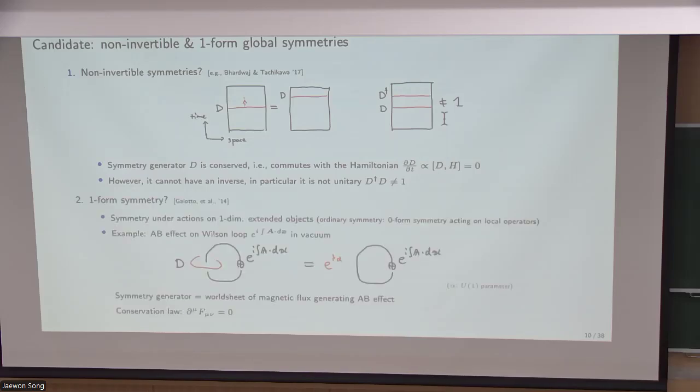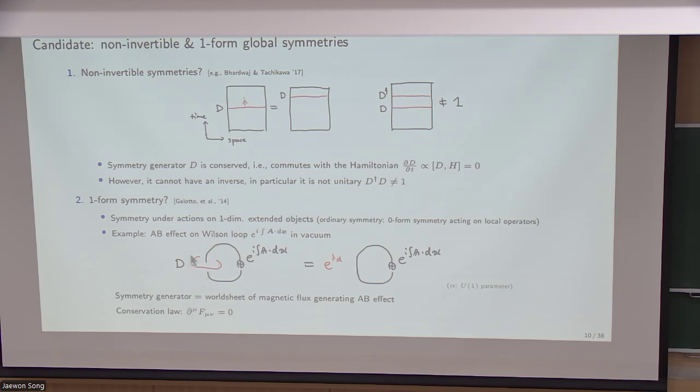So what is one-form symmetry? As Tanizaki-san explained, this is a symmetry under the action of the one-dimensional extended object. So ordinary symmetry is called zero-form symmetry because it acts on the local operators. For example, the Aharonov-Bohm effect on the Wilson loop in vacuum can be regarded as a one-form symmetry transformation. So the conserved charge is the magnetic flux, and the charged object is a Wilson loop.